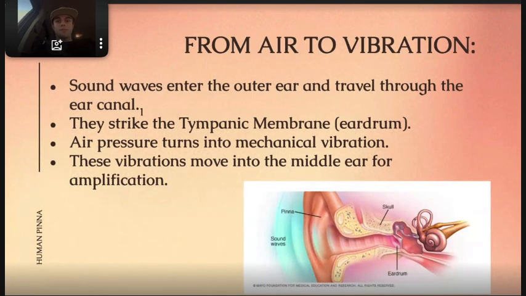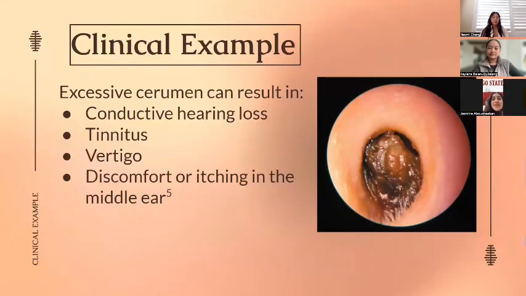So after sound is collected by the outer ear, it travels through the ear canal and strikes the tympanic membrane. The eardrum begins to vibrate, converting air pressure into mechanical energy. These vibrations then move into the middle ear, where they'll be amplified and pass deeper into the hearing pathway. So excessive cerumen can result in conductive hearing loss, tinnitus, vertigo, and discomfort or itching in the ear.